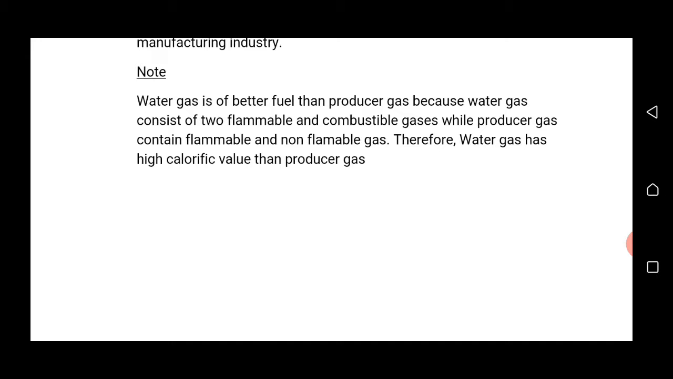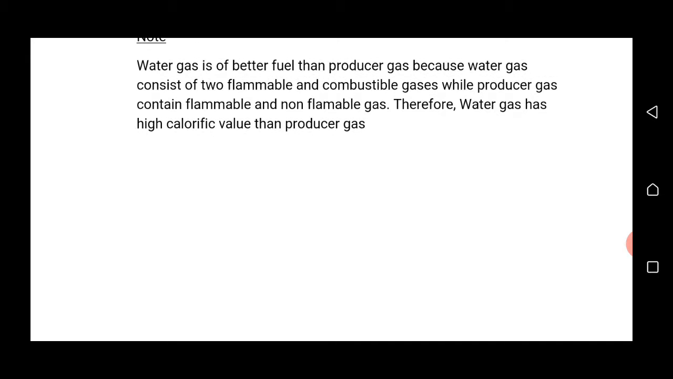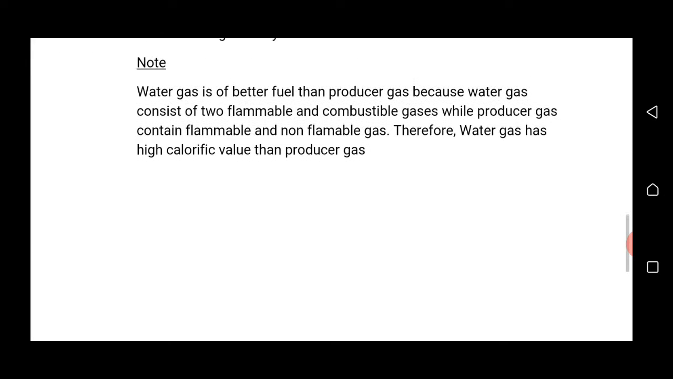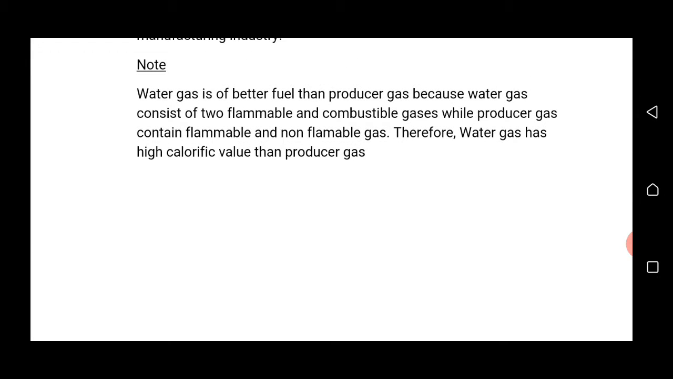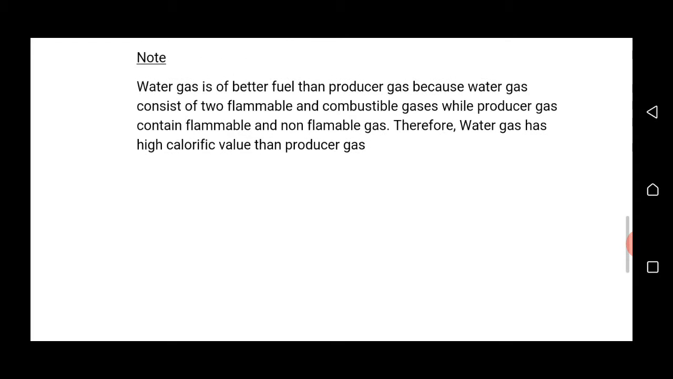They burn with high calorific value, while in producer gas only CO is a combustible and flammable gas, while nitrogen gas is a non-flammable and non-combustible gas. It means water gas has two combustible gases of high calorific value, while producer gas has only one combustible gas. So water gas is a better fuel than producer gas.